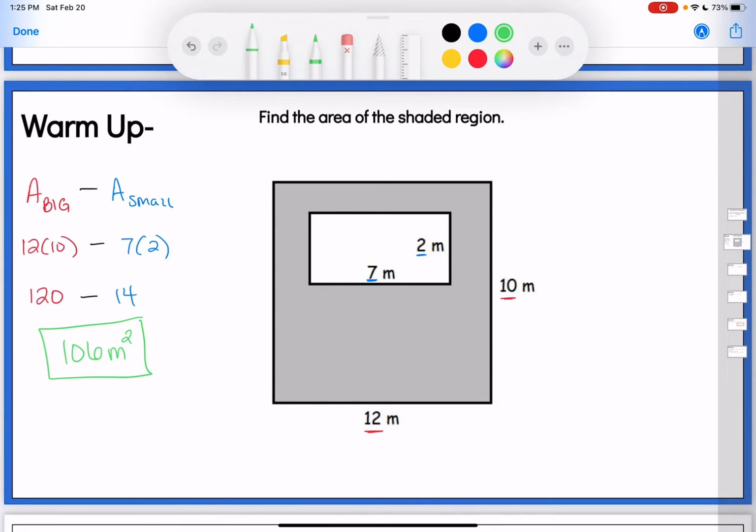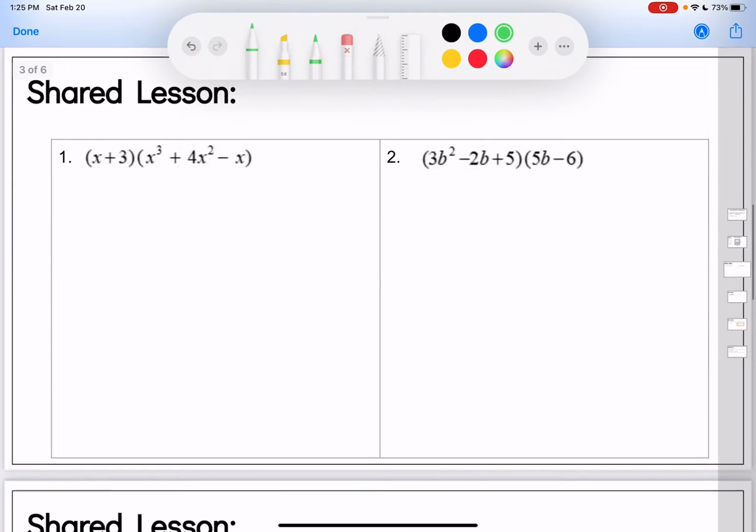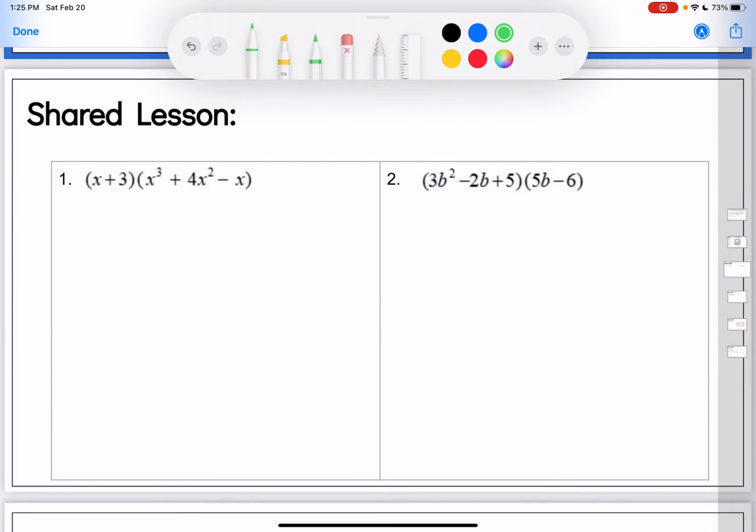In this one, we're only multiplying numbers, but we'll talk about what happens if I have a situation where I have polynomials as part of my side lengths. So that's coming up later. This was a good intro to some things that we're going to talk about in a little bit. Before we get to that, though, let's just think about how we would multiply these.